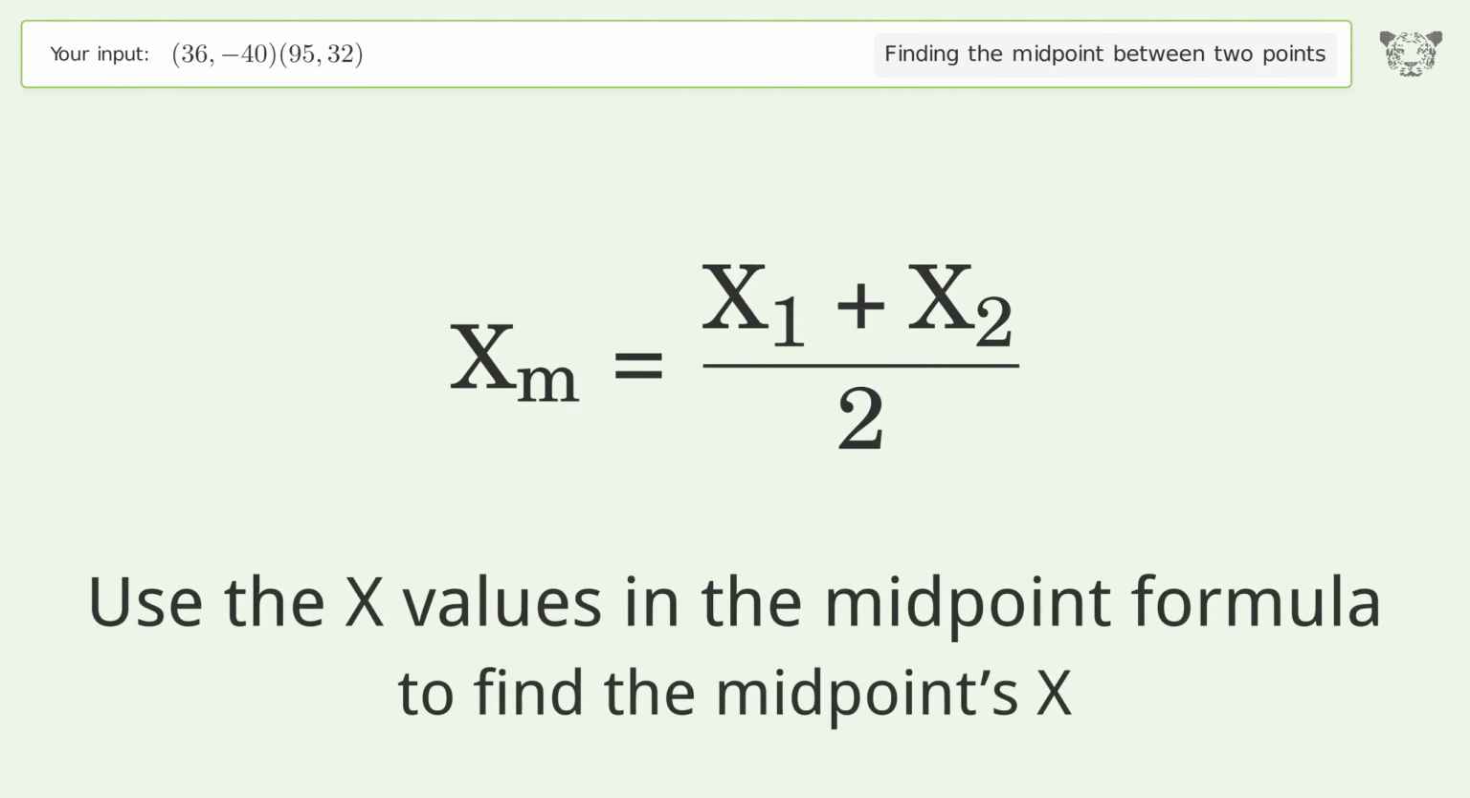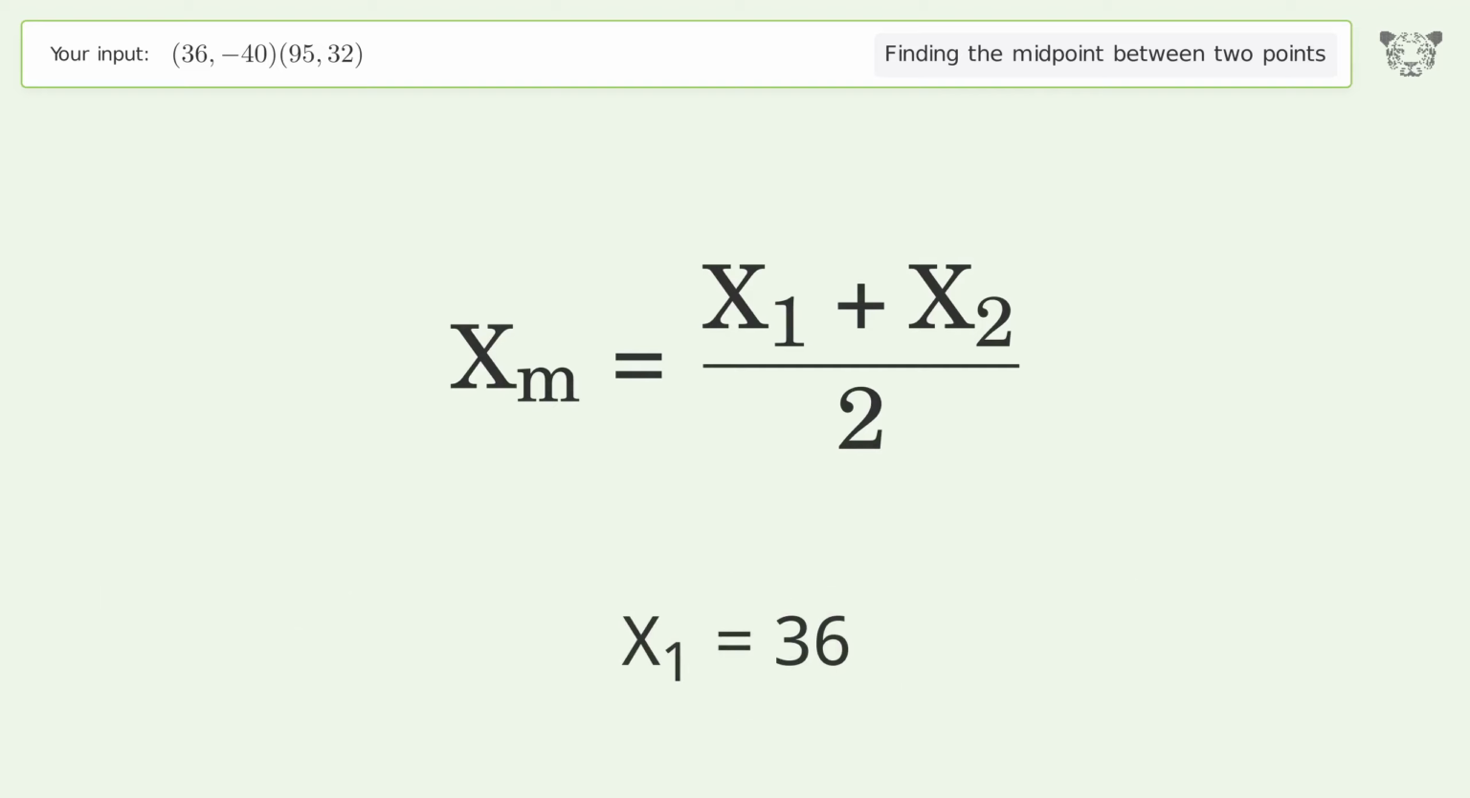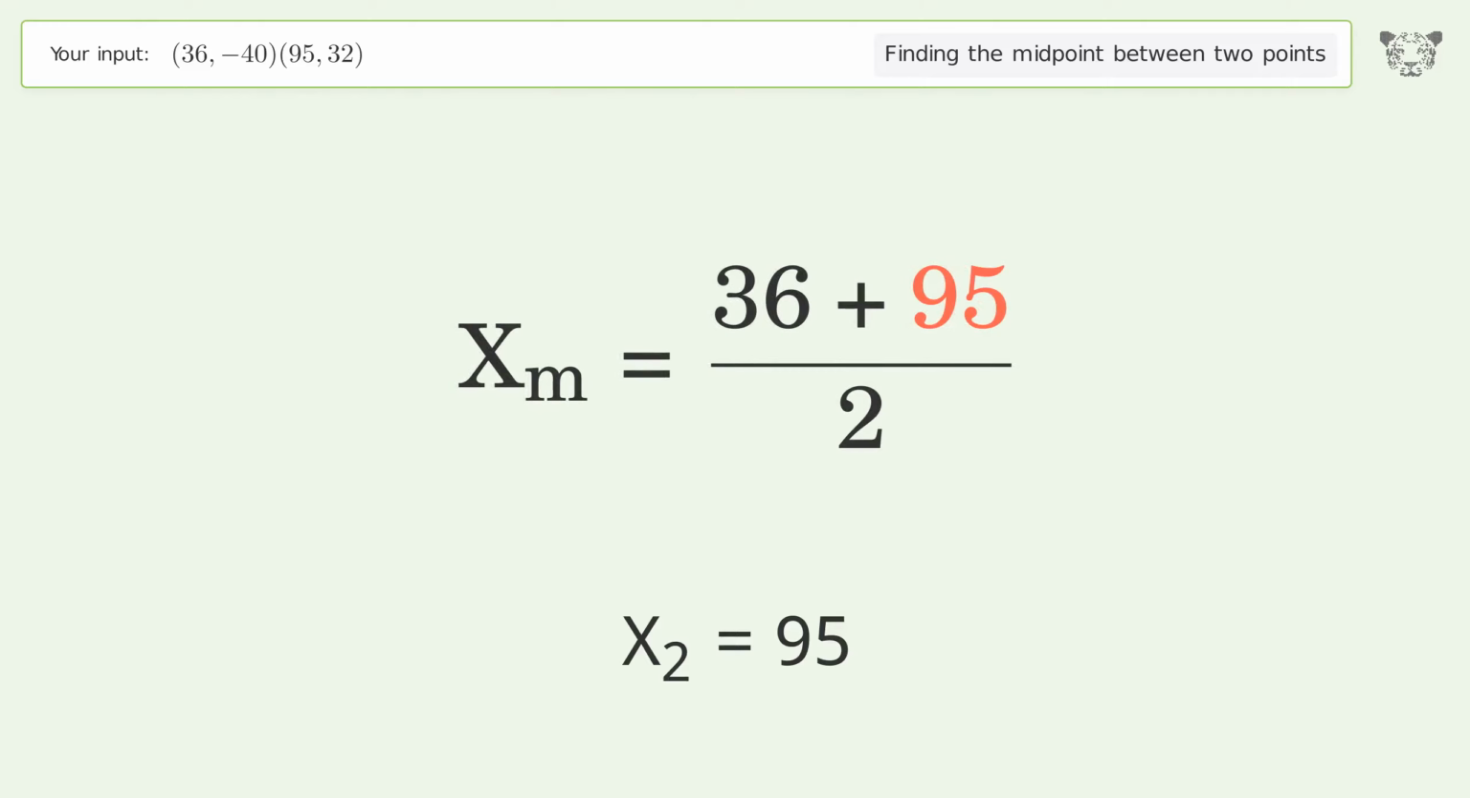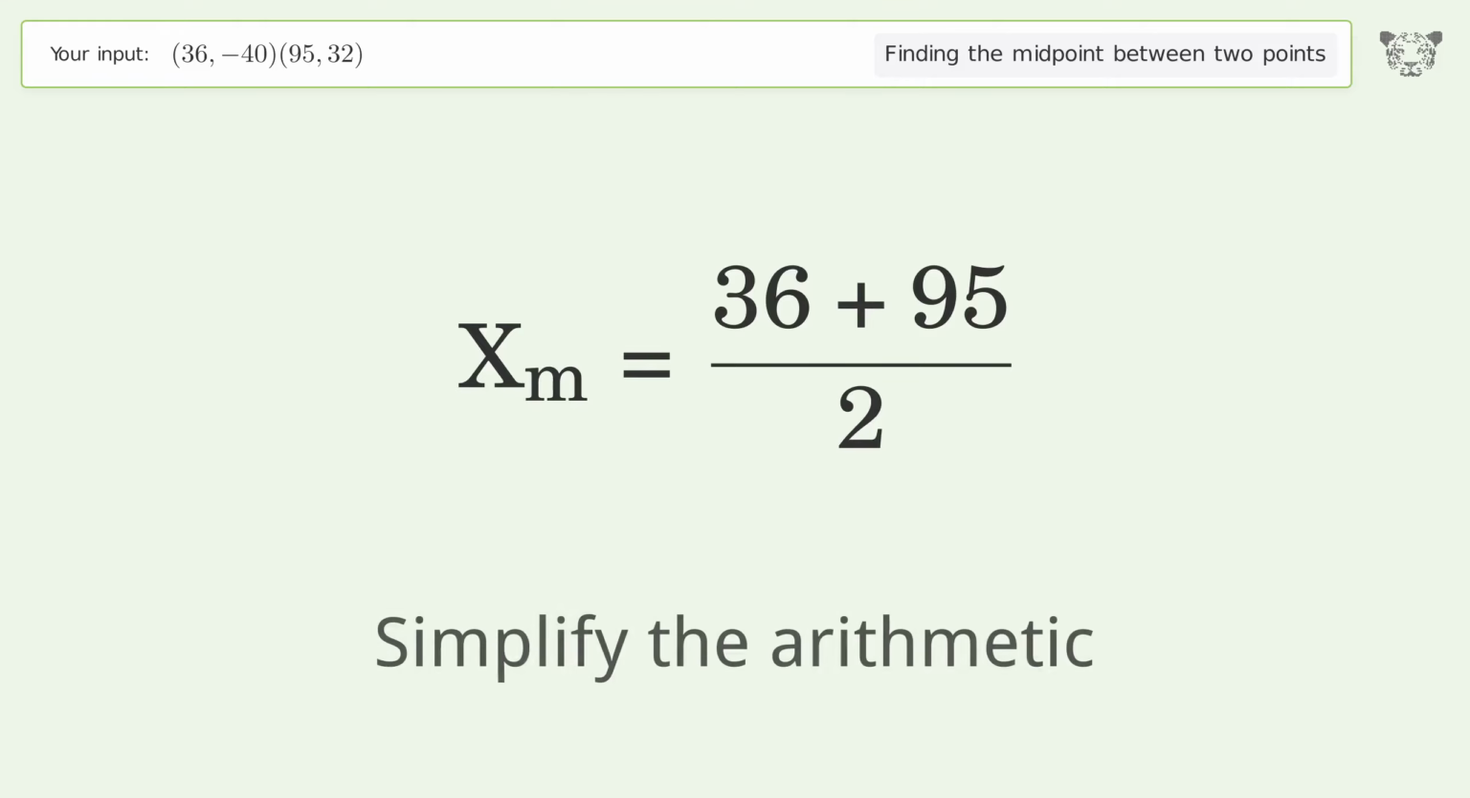Use the x values in the midpoint formula to find the midpoints x. x1 equals 36. x2 equals 95. Simplify the arithmetic.